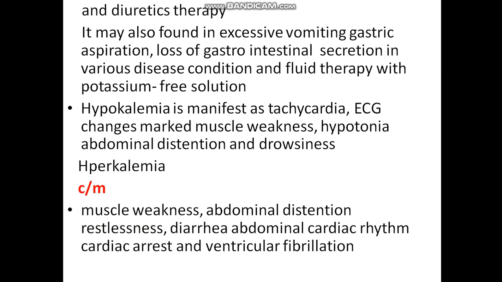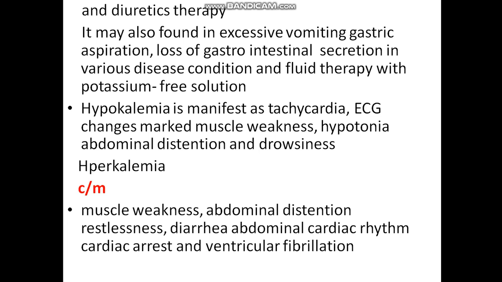Hyperkalemia is an increased amount of potassium. Hypokalemia, a decreased amount of potassium, manifests as tachycardia, ECG changes, marked muscle weakness, hypotonia, abdominal distension, and drowsiness. These are the signs and symptoms of hypokalemia.